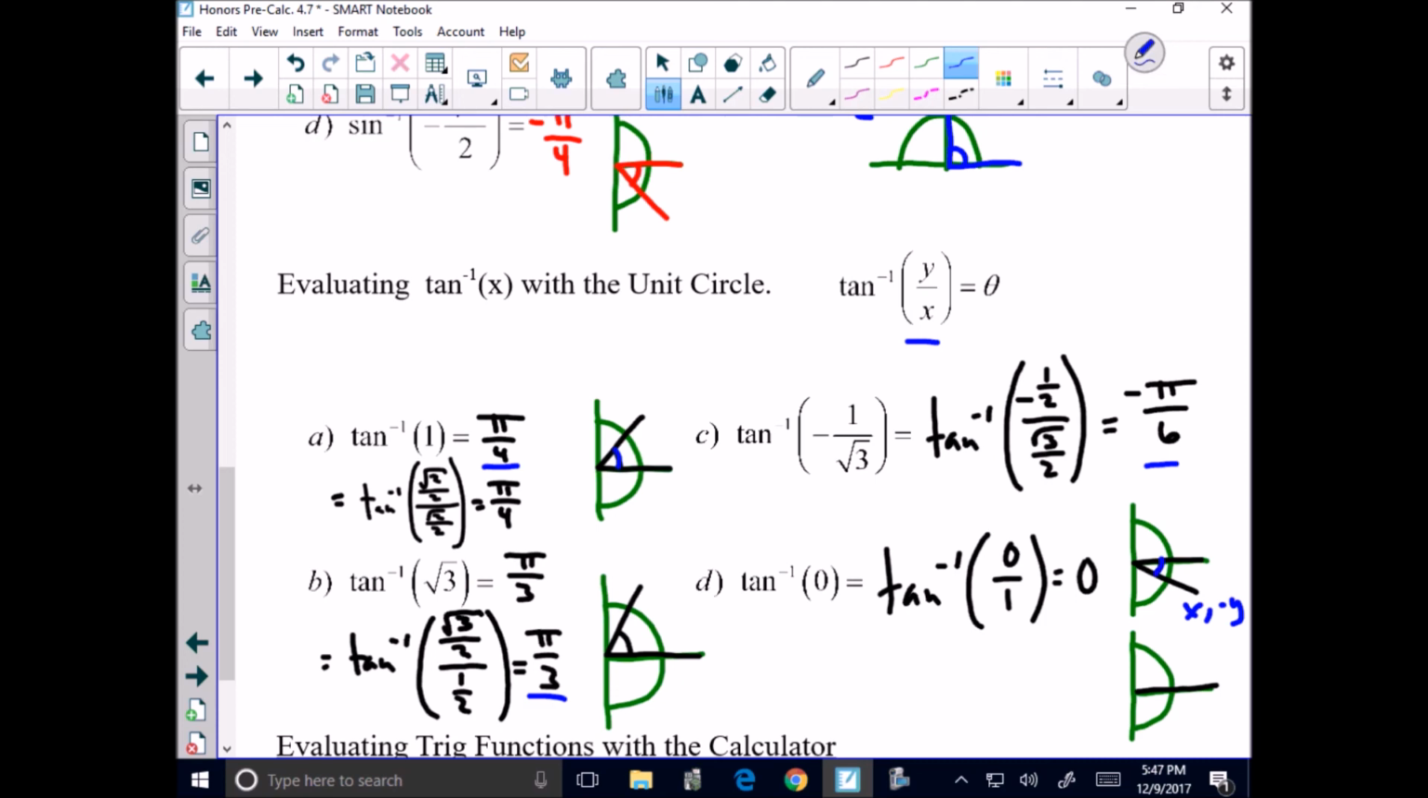Inverse tan of 0 is basically saying how much do I need to rotate to get 0 for my y and 1 for my x, and that would be 0 rotation right there, so that's how much we would rotate.